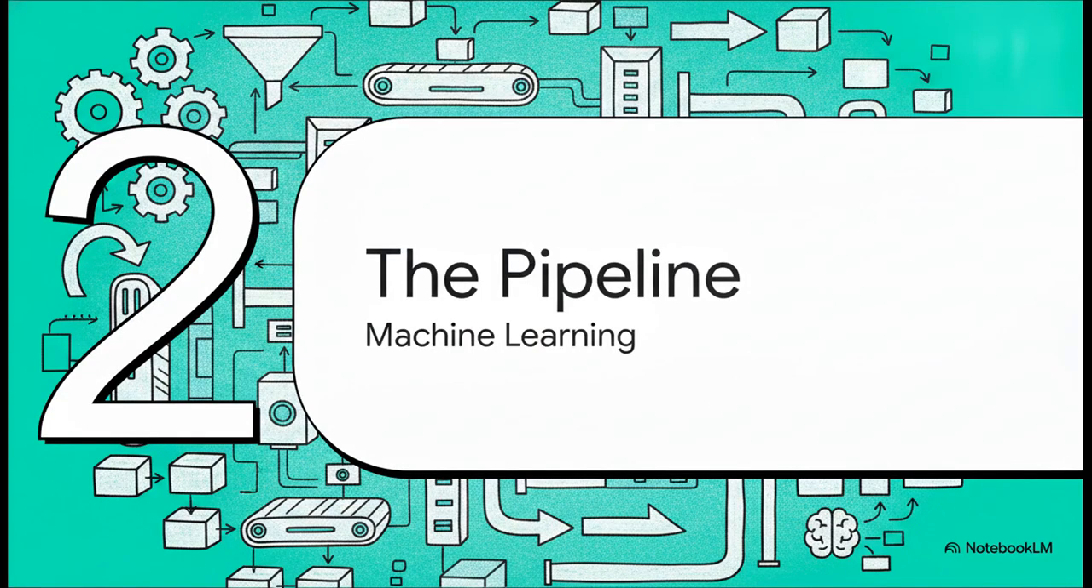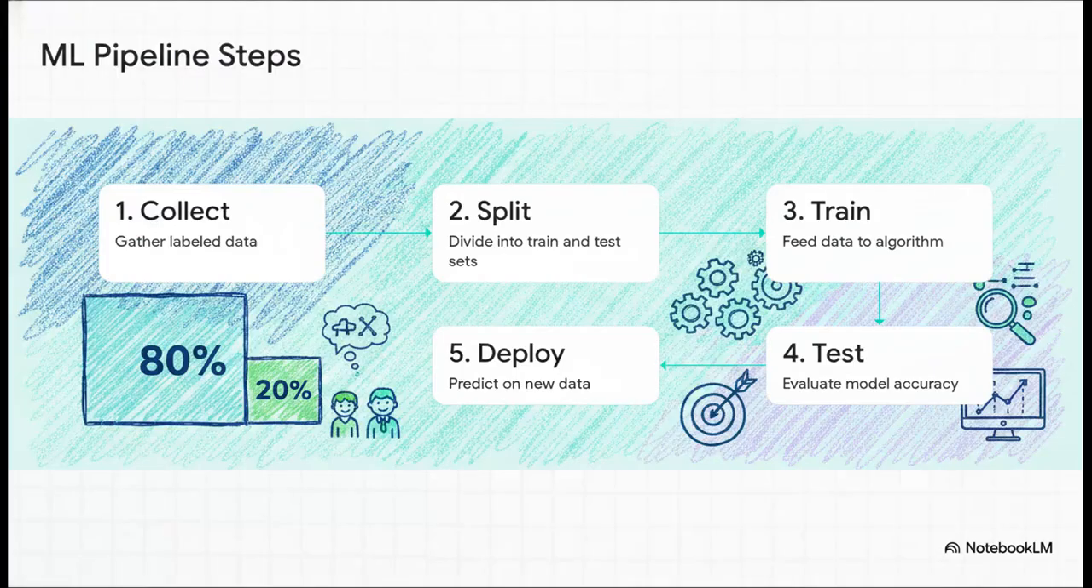Moving right along to Section 2, let's look at the machine learning pipeline. To get from raw data to a working model, information has to travel through a very strict step-by-step pipeline. The absolute crucial point here is Step 2, splitting the dataset. We usually take about 80% of our data to train the model, and we hide the other 20% to test it later.